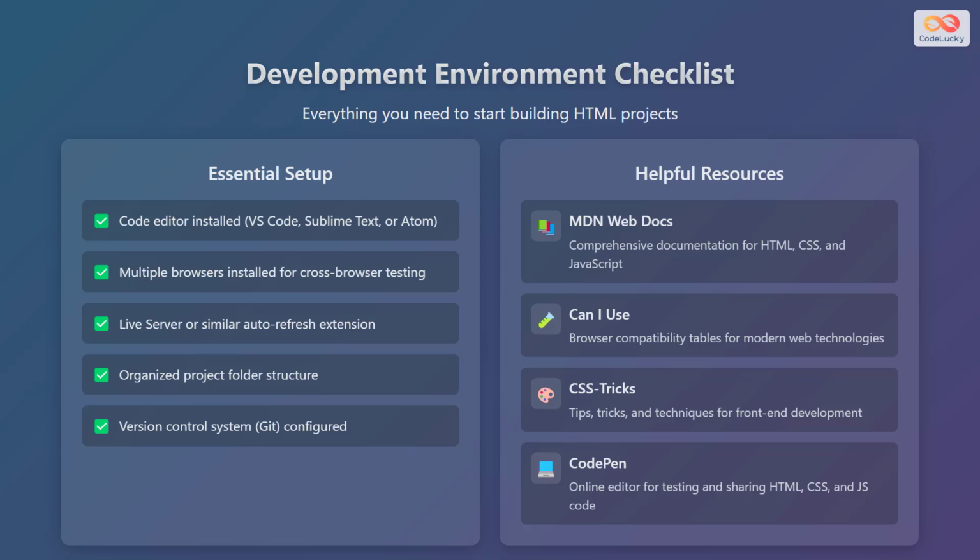Here are some helpful resources. MDN Web Docs, which provides comprehensive documentation for HTML, CSS, and JavaScript. Can I Use, which provides browser compatibility tables for modern web technologies. CSS-Tricks, which provides tips, tricks, and techniques for front-end development. And CodePen, which is an online editor for testing and sharing HTML, CSS, and JS code.